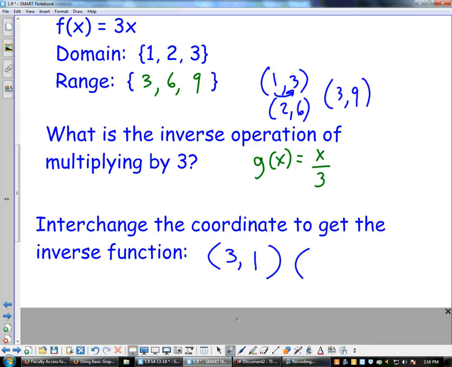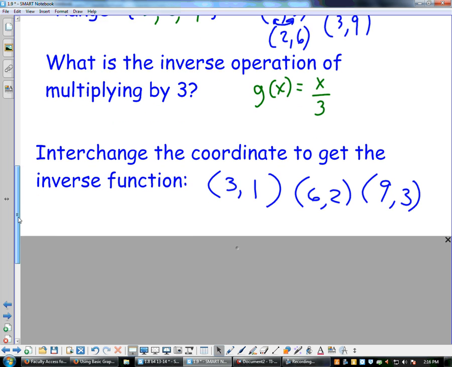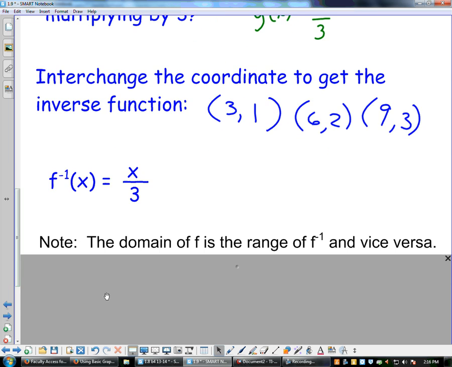We're just switching the x's and the y's. 6, 2, and 9, 3. Everybody agree? All right. So inverse functions, all the coordinates will be switched from the one function to the other. But the domain is a range of the same. And the domain and the range will be switched also.